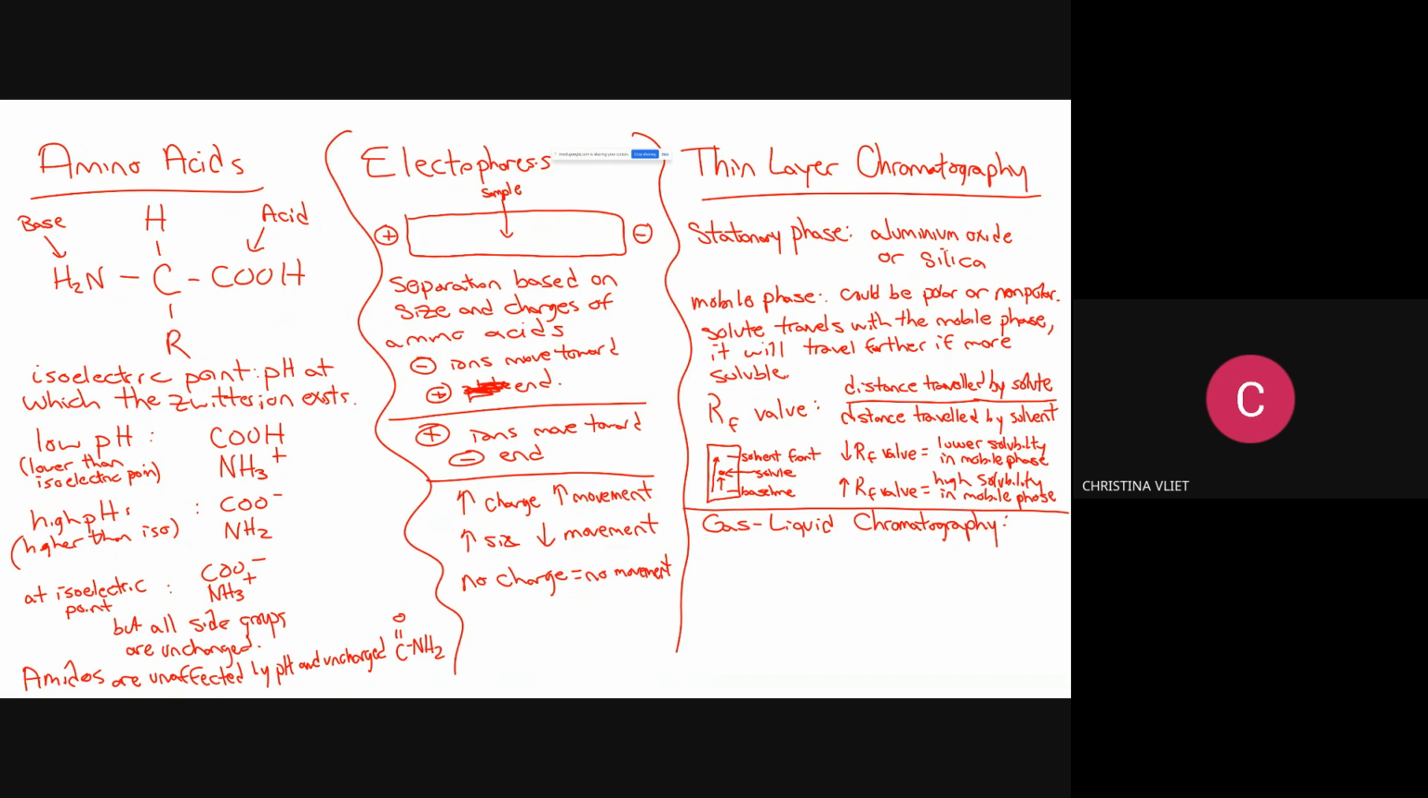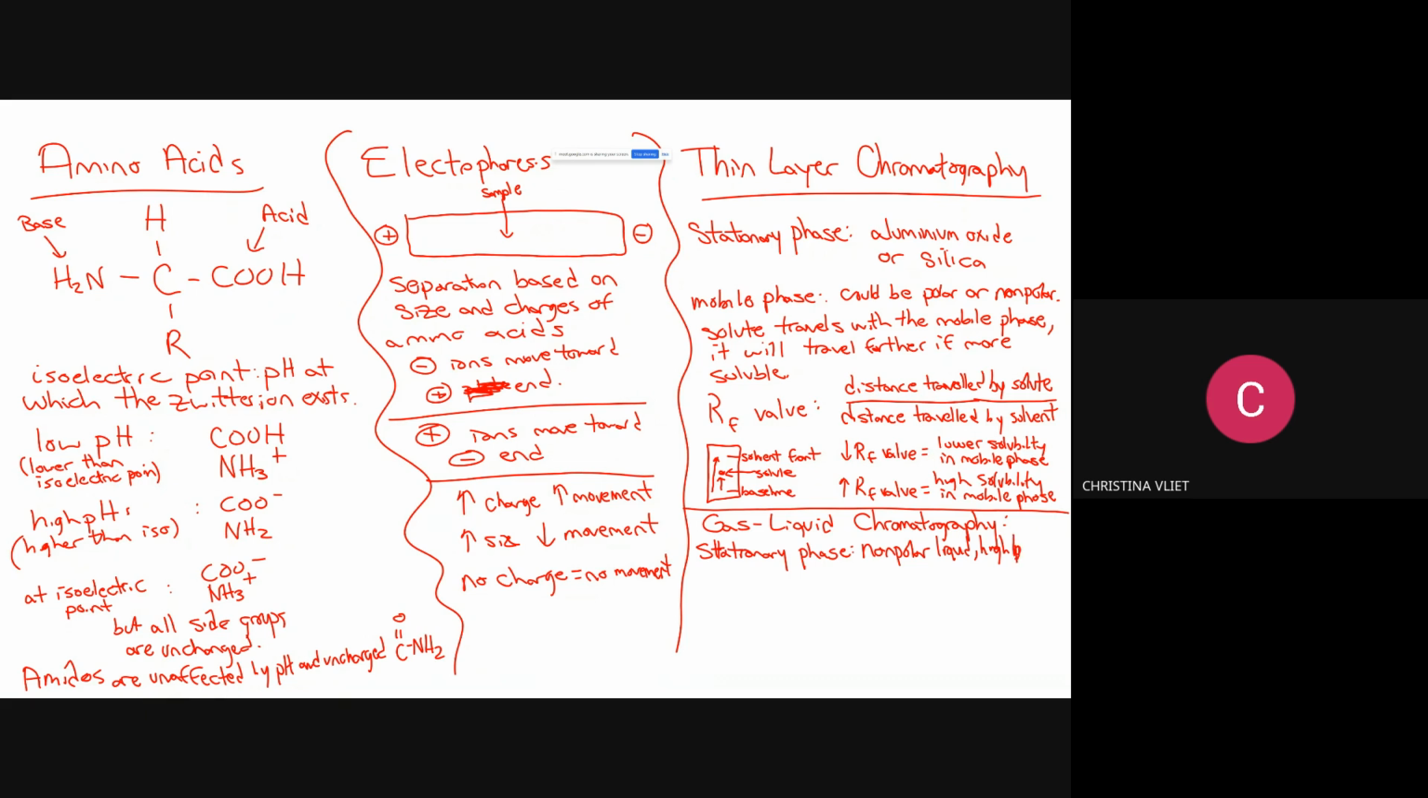So gas liquid chromatography. You need to know the difference in this chromatography is it's not a little tiny plate like you have in TLC. Gas liquid chromatography is a whole big machine with a big column that you push your sample through. What you need to know about your stationary phase for gas liquid chromatography is that it is some type of nonpolar liquid that has a very high boiling point. So: nonpolar, liquid, high boiling point.